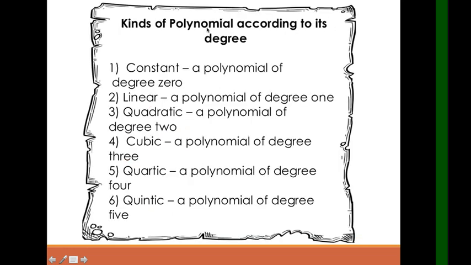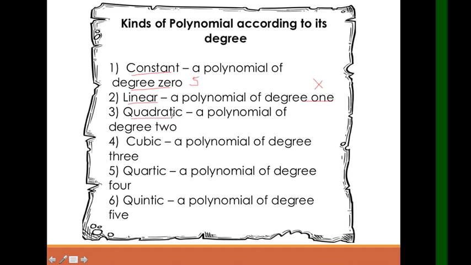So, there are kinds of polynomial according to degree naman. So, meron tayong constant. Kapag constant siya, ito yung degree niya ay 0. Kapag yung degree niya ay 1, let's say x, ayan. This one is a linear. Kapag constant kasi, halimbawa 5, mga numbers lang sila. Wala silang variable. Okay, wala silang literal coefficient.